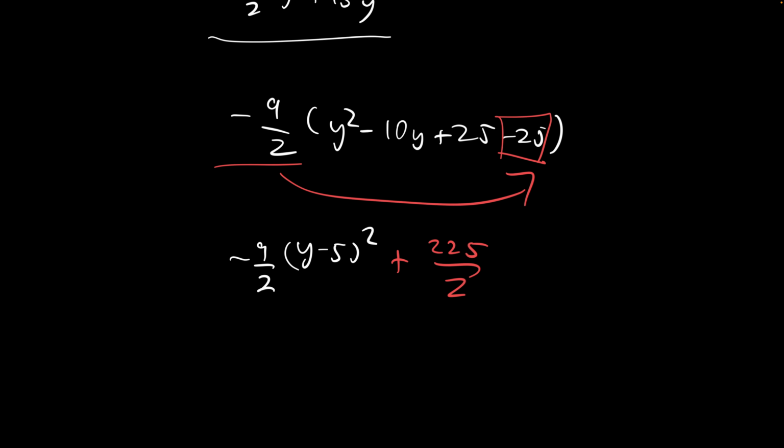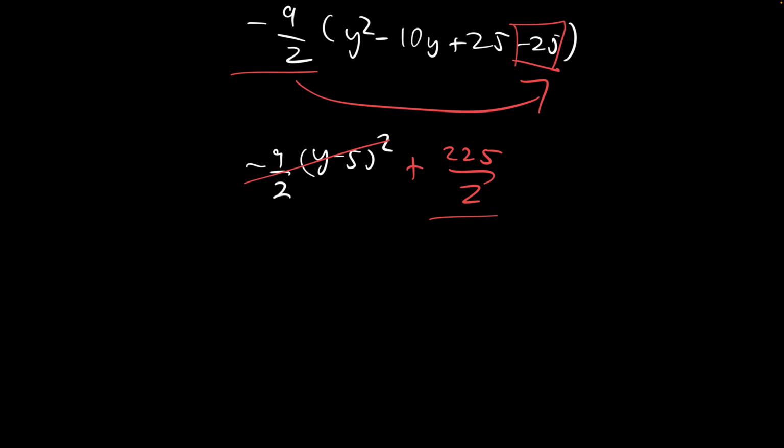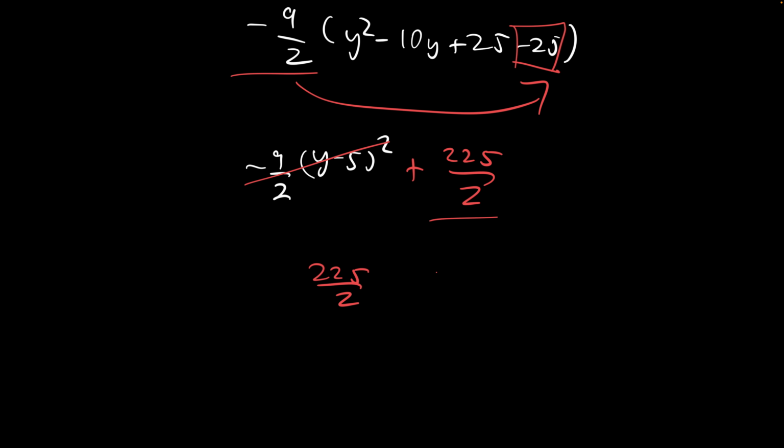Now what we realize is when y is 5, this goes to 0 and we have the maximum value. So that's our maximum value, 225 over 2 or 112.5, and that is our answer in meters squared.